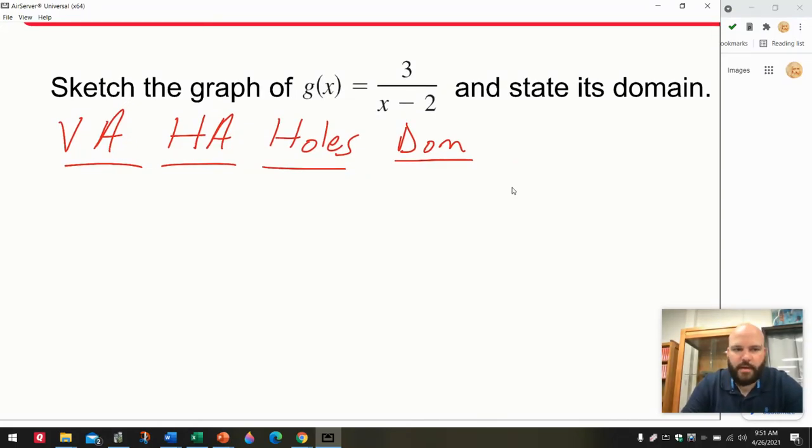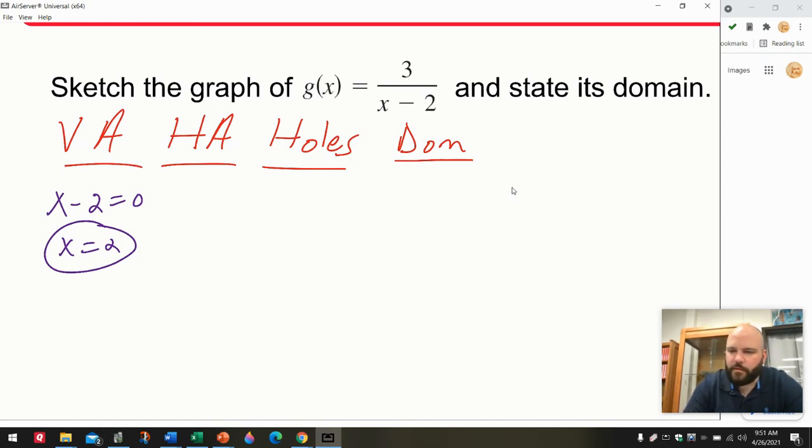So you can see that we have the vertical asymptote, and it's found just like we did in the last section. We simply set the bottom equal to 0 and then solve it. So this particular graph will have a vertical asymptote at x equals 2.